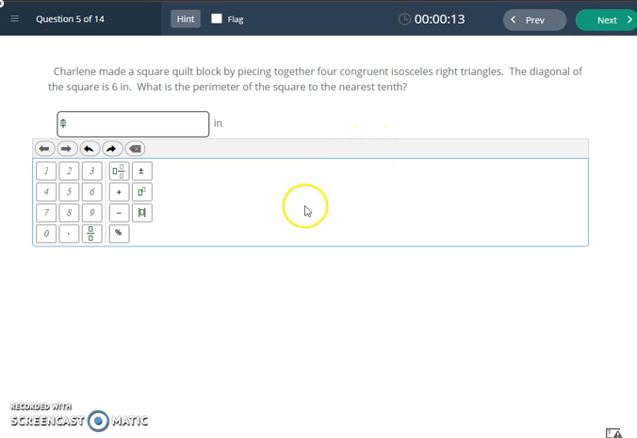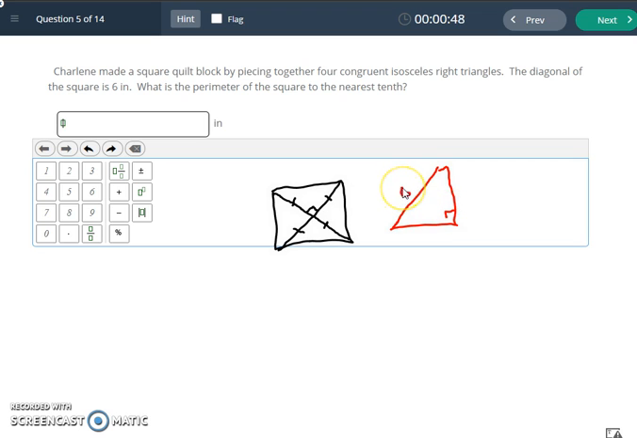Alright, so you're making a quilt block by putting together 4 congruent isosceles right triangles. What's happening here is you have a square and you have 4 congruent isosceles right triangles. Each one of these pieces on the inside is going to be equal, and the diagonals here are perpendicular. It tells me that the diagonal of my square is equal to 6 inches. So this entire length of my big square, this diagonal, is equal to 6.